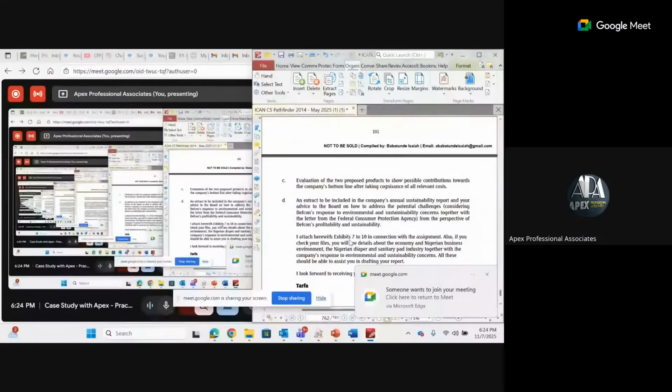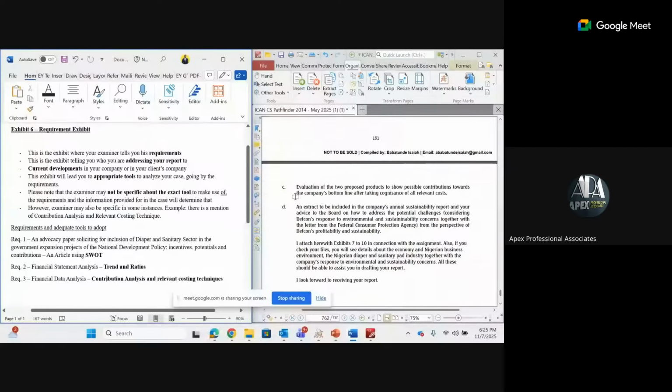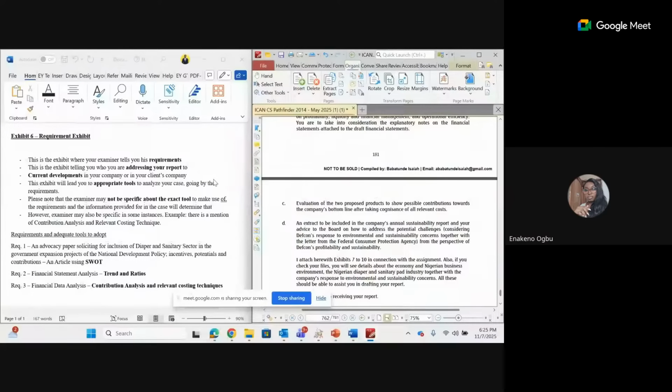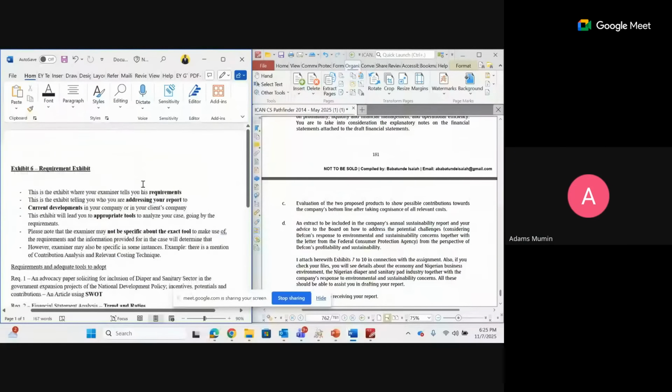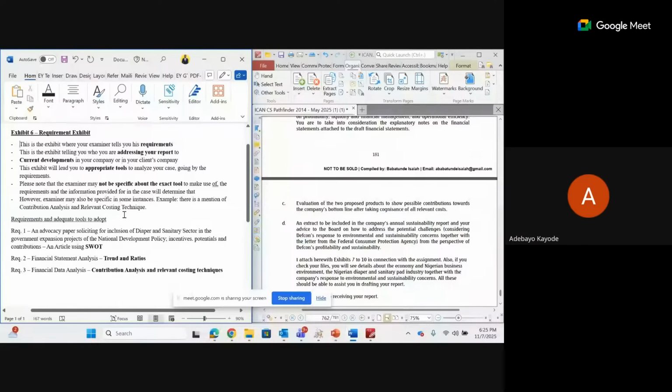Can you see my screen? Yes, sir. Where did you stop? From the beginning, sir. Tell me from the beginning. You said tell who you are addressing your report to. That's the last word we heard. You were talking to us about the importance of Exhibit 6. You wanted to show us where the pressure comes from. Okay, no problem.